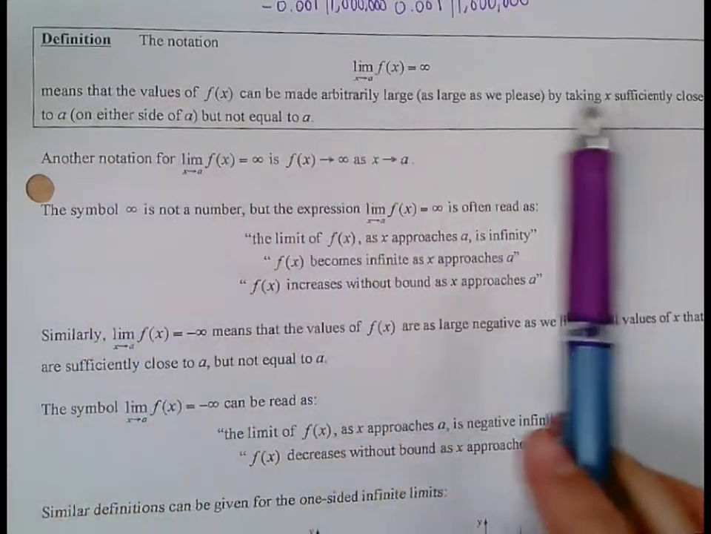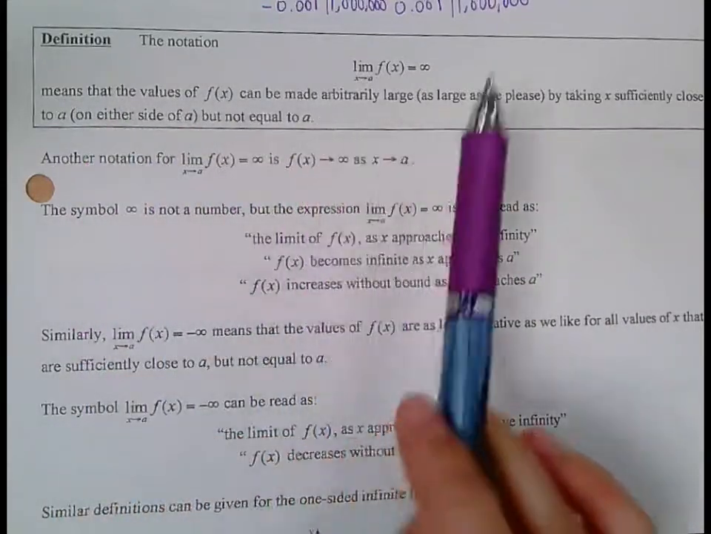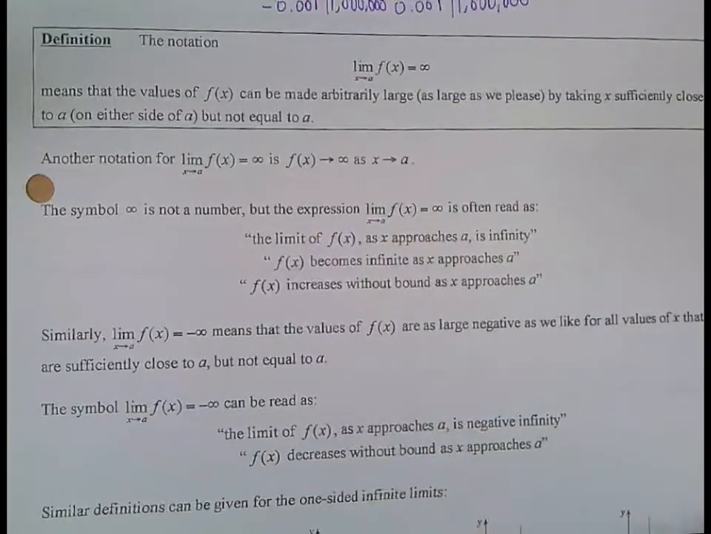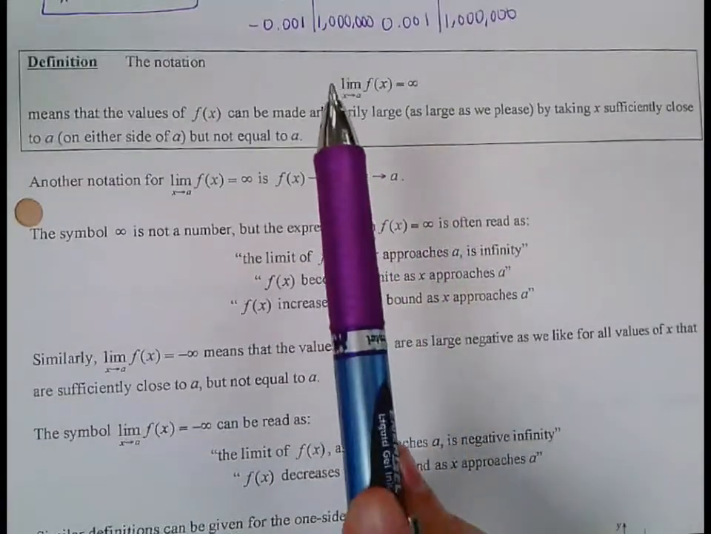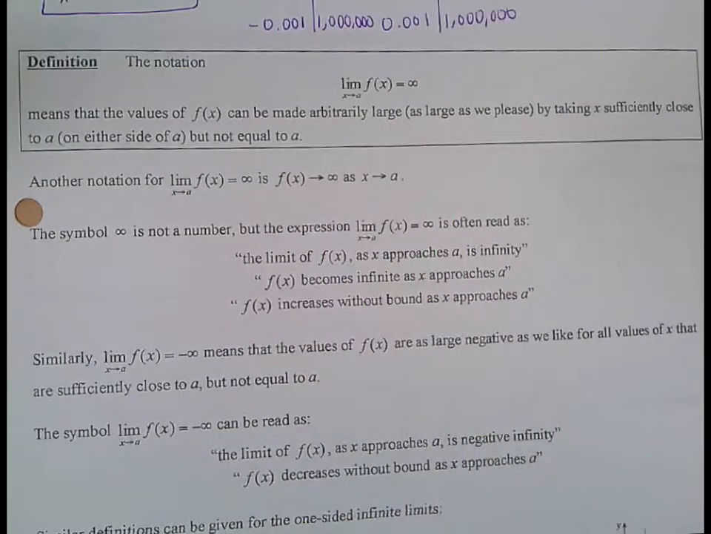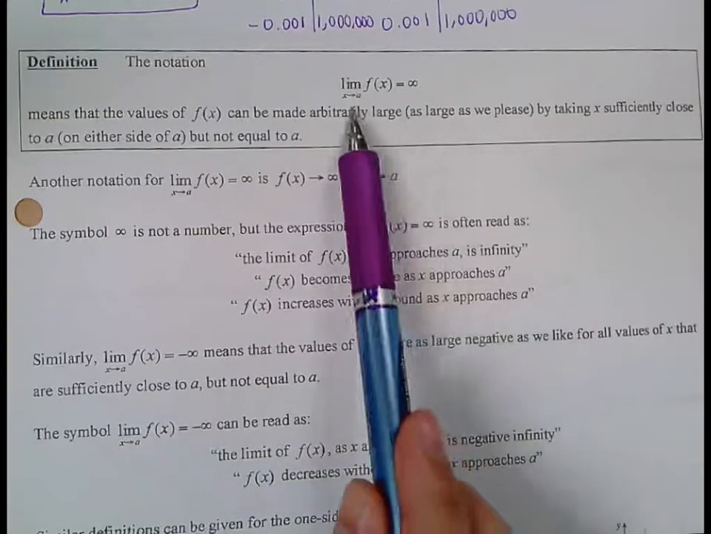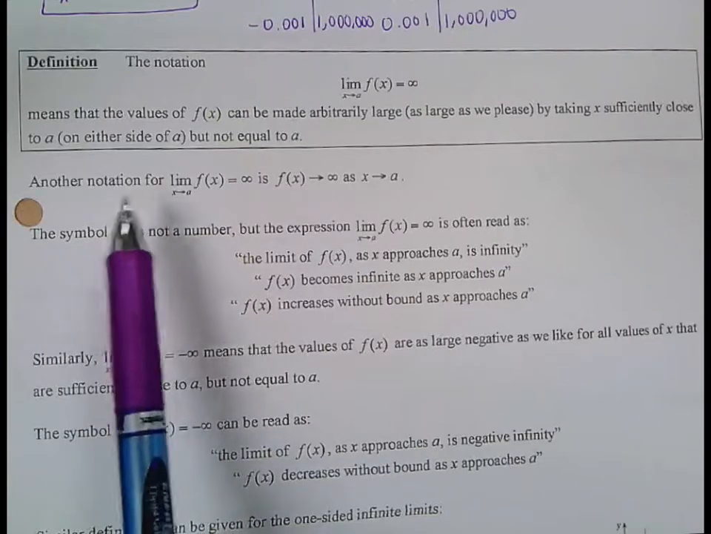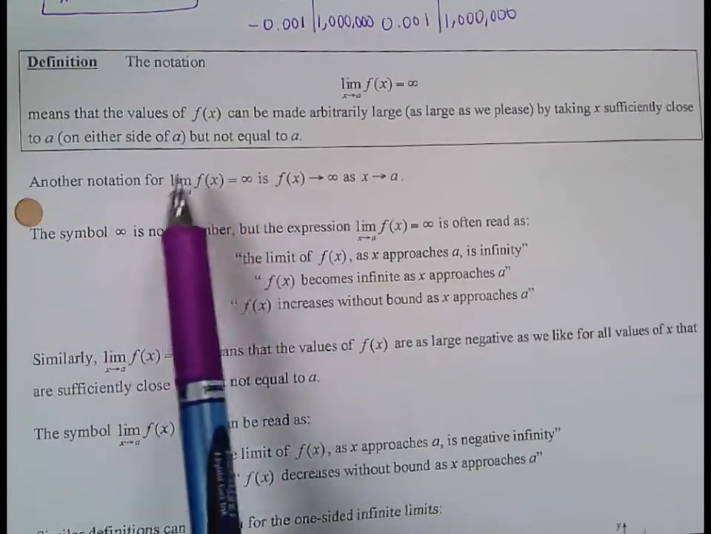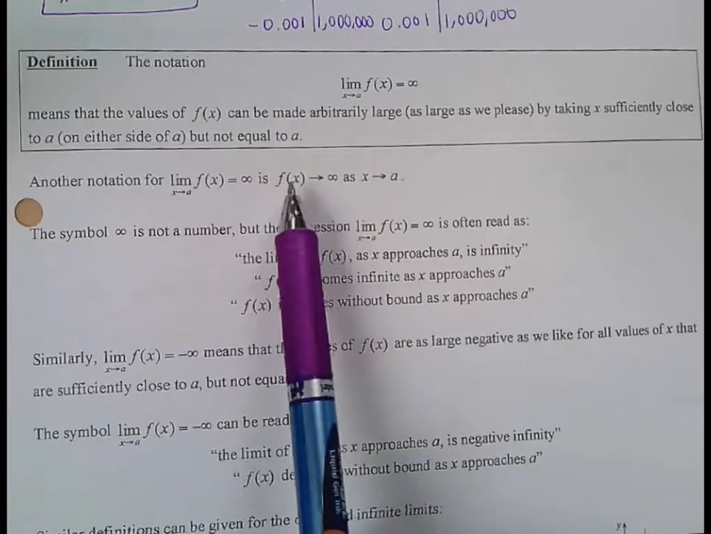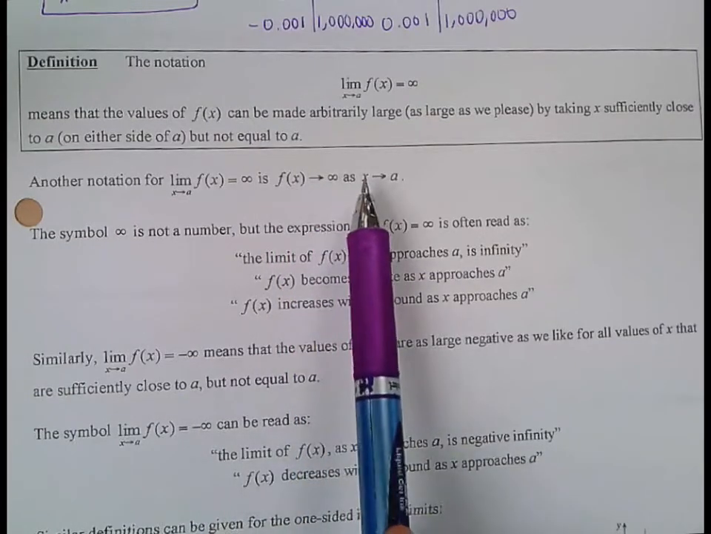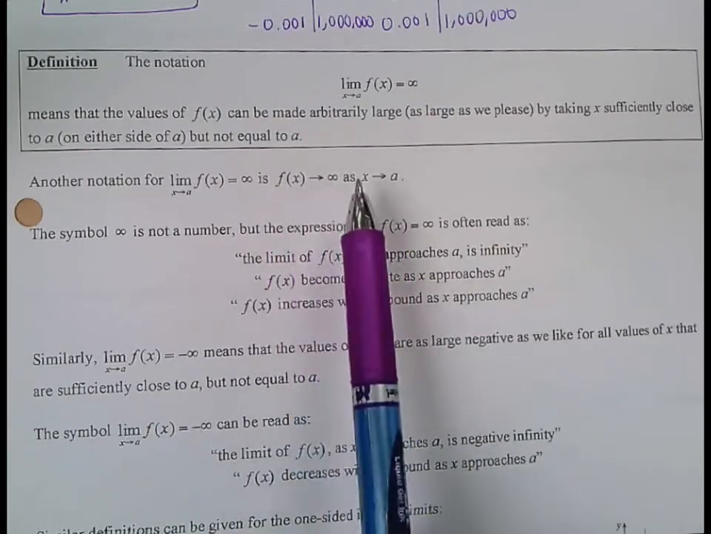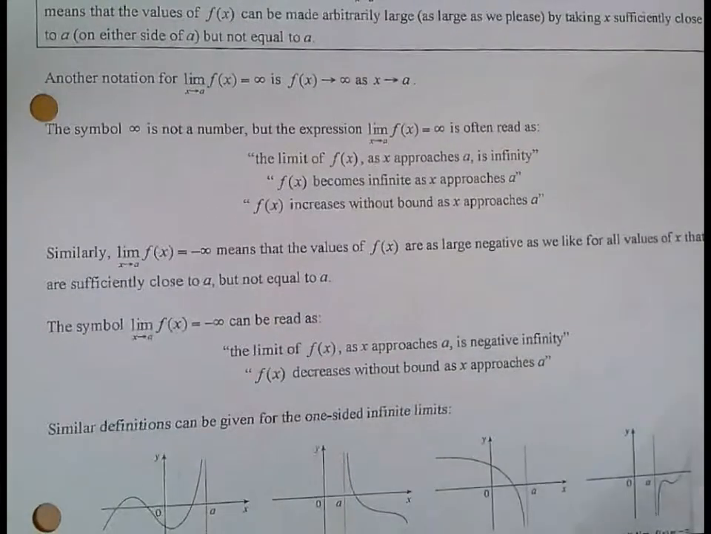I word this the exact way it's worded in your textbook, so if you're looking back and forth, it's not different. But again, this is just showing your y values are becoming infinitely large as your x values approach a. It does offer you another notation for this, so rather than having this limit notation, we could say f of x approaches infinity as x approaches a. It's a less common notation, but if you see that, it means the same thing.